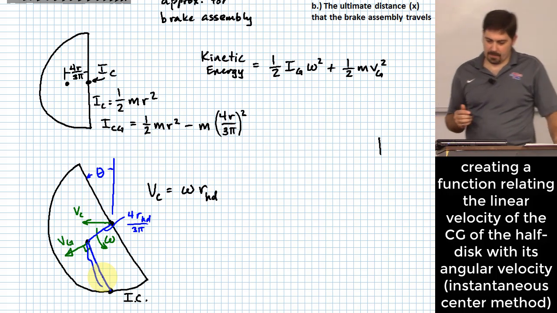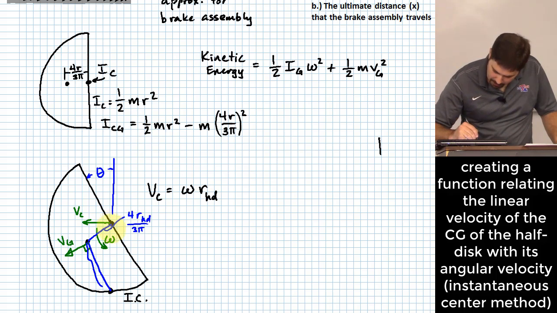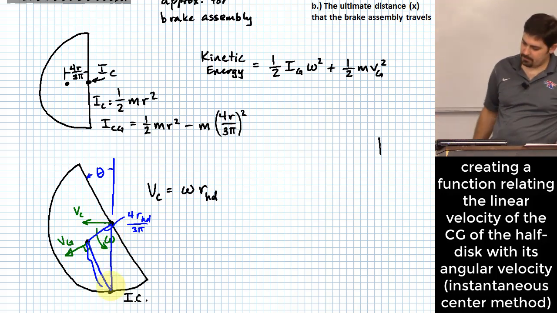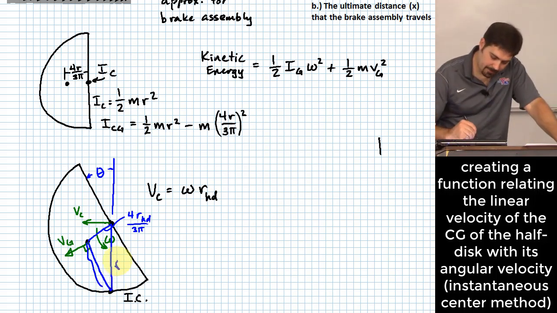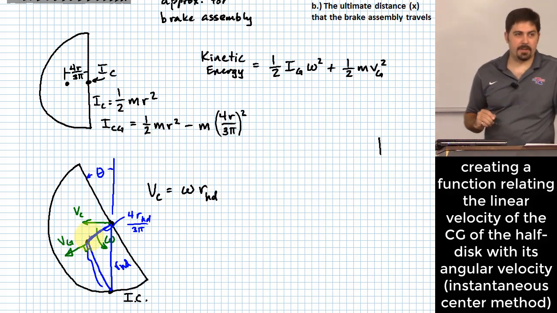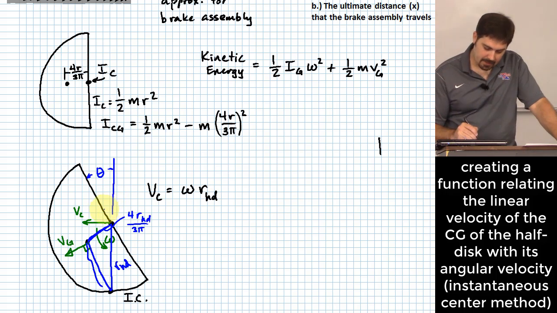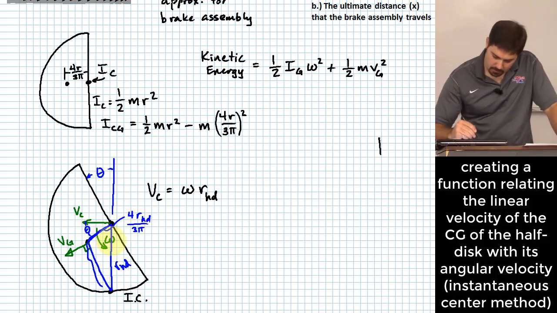So let's think about how we would do that. We know this length right here, don't we? What's that length? That's just r sub hd, 4 feet for this problem. We also know that side over there. We also know something else. We happen to know that this is theta. So that means what for over here?